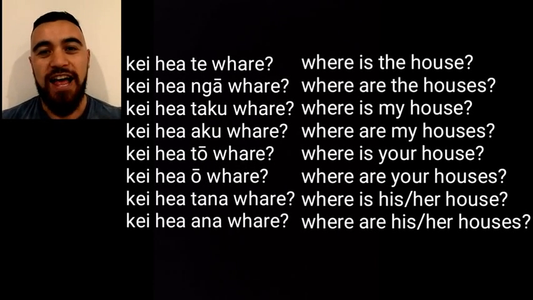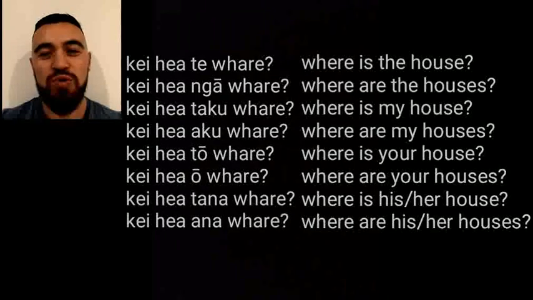So they're the 8 sentences. Kei hea te, kei hea ngā, kei hea taku, kei hea aku, kei hea tō, kei hea ō, kei hea tana, kei hea ana. So there you've got 8 sentences to work with. So how can you build on that? This is where the beauty of multiplication comes in. If we add just whare to the end of those sentences, we've now got 8 new things that we can say in Te Reo Māori.